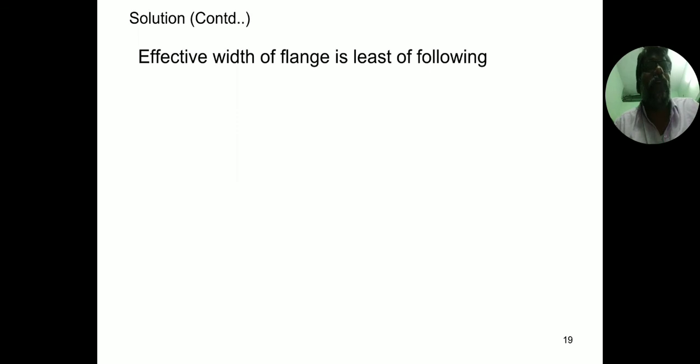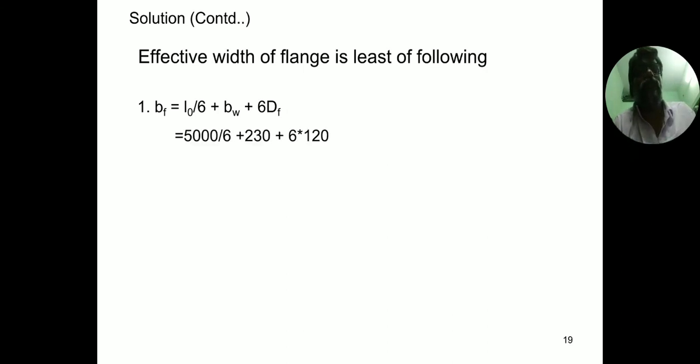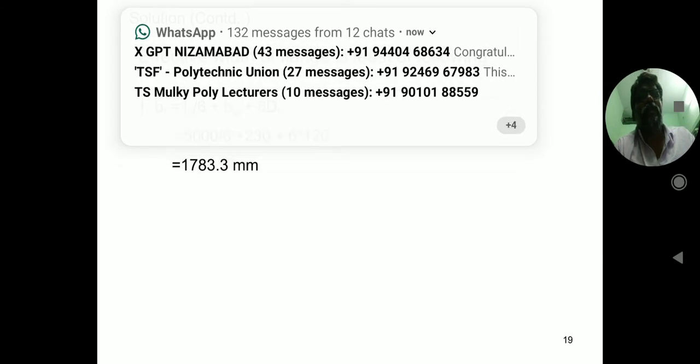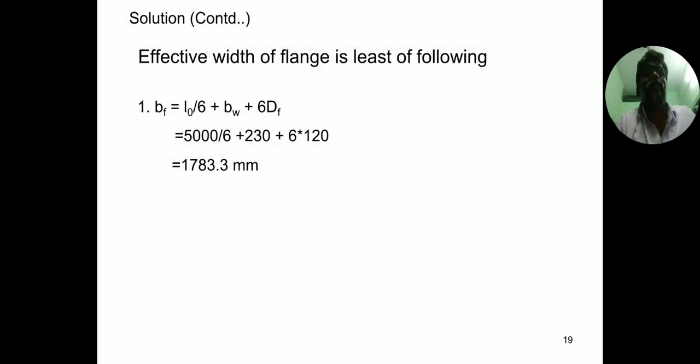Effective width of flange is the least of the following. BF is equal to L0 by 6 plus BW plus 6 DF. L0 is 5000 by 6, BW 230, 6 times DF 120. This value is equal to 1783.3 mm.